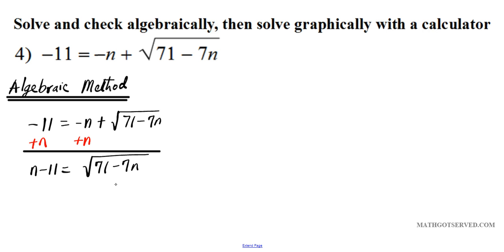Okay, now to eliminate the square root, we're going to square both sides of the equation, since the inverse of square root is square. On the left side, we have n minus 11 times n minus 11. That's what squaring of a quantity is. And then on the right side, the square root and the square cancel out. So we have 71 minus 7n.